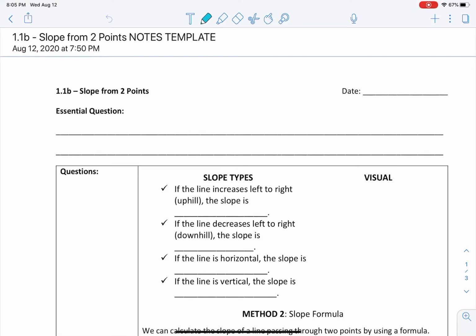Doing slope from 2 points. So our essential question today is, how do I find the slope of a linear equation from 2 points?